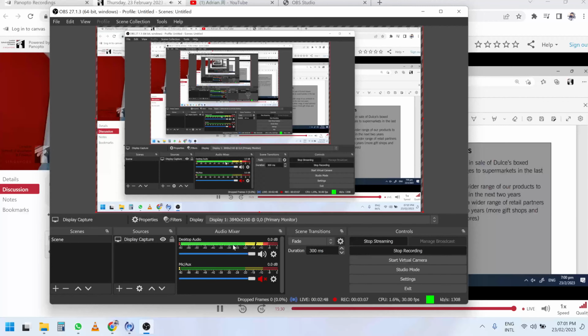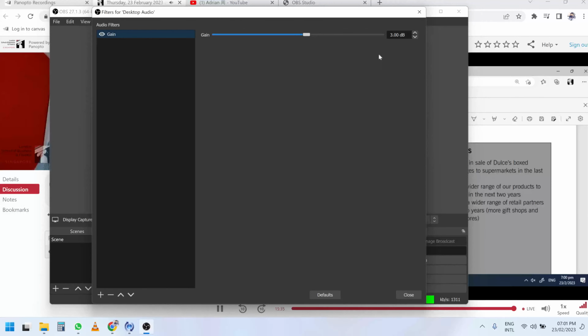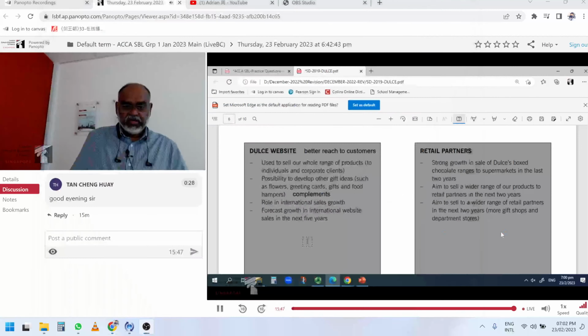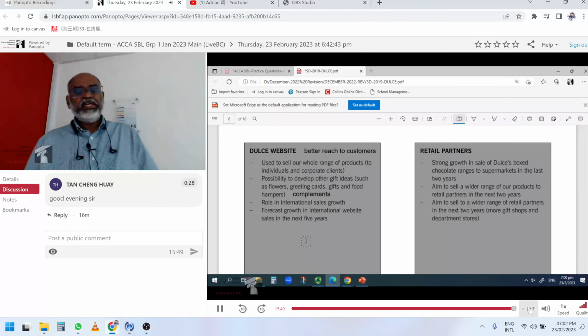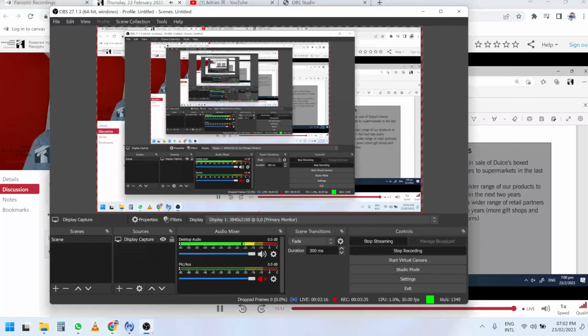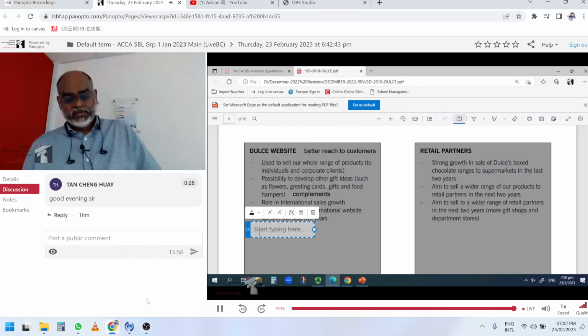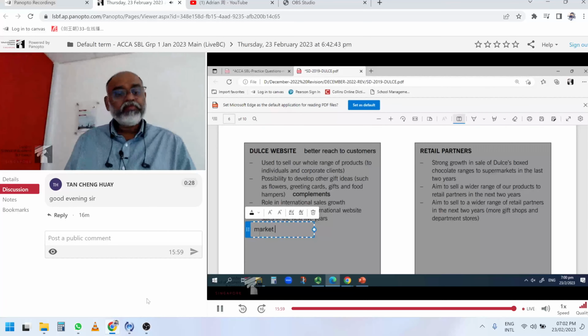Possibility to develop other gift ideas such as flowers, greeting cards, and so forth. So this one we want to do complement. These are complement products, right? The next one that we have there, role in international sales growth. Focus of growth in international website sales in the next 5 years, right? So this is the international market. Okay, so this is market development.